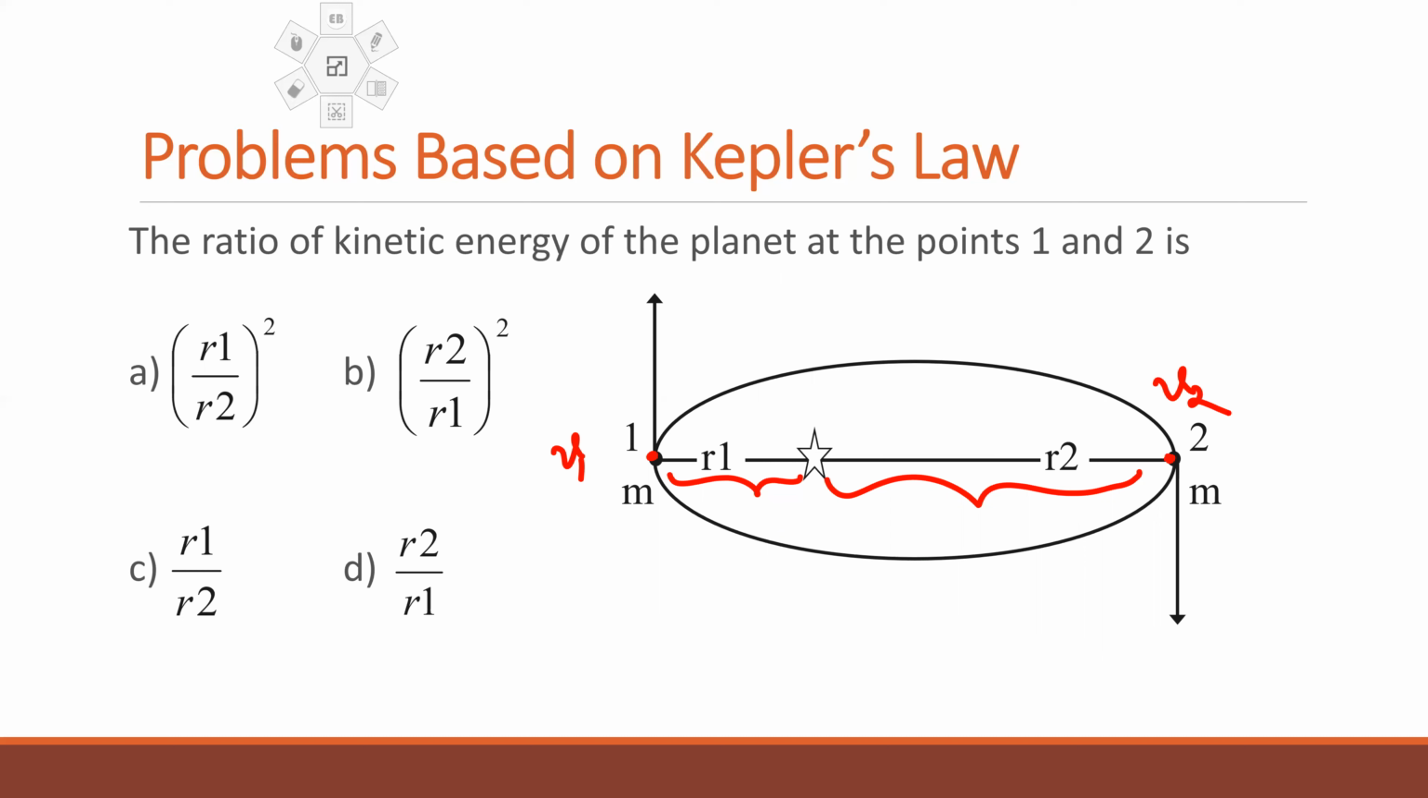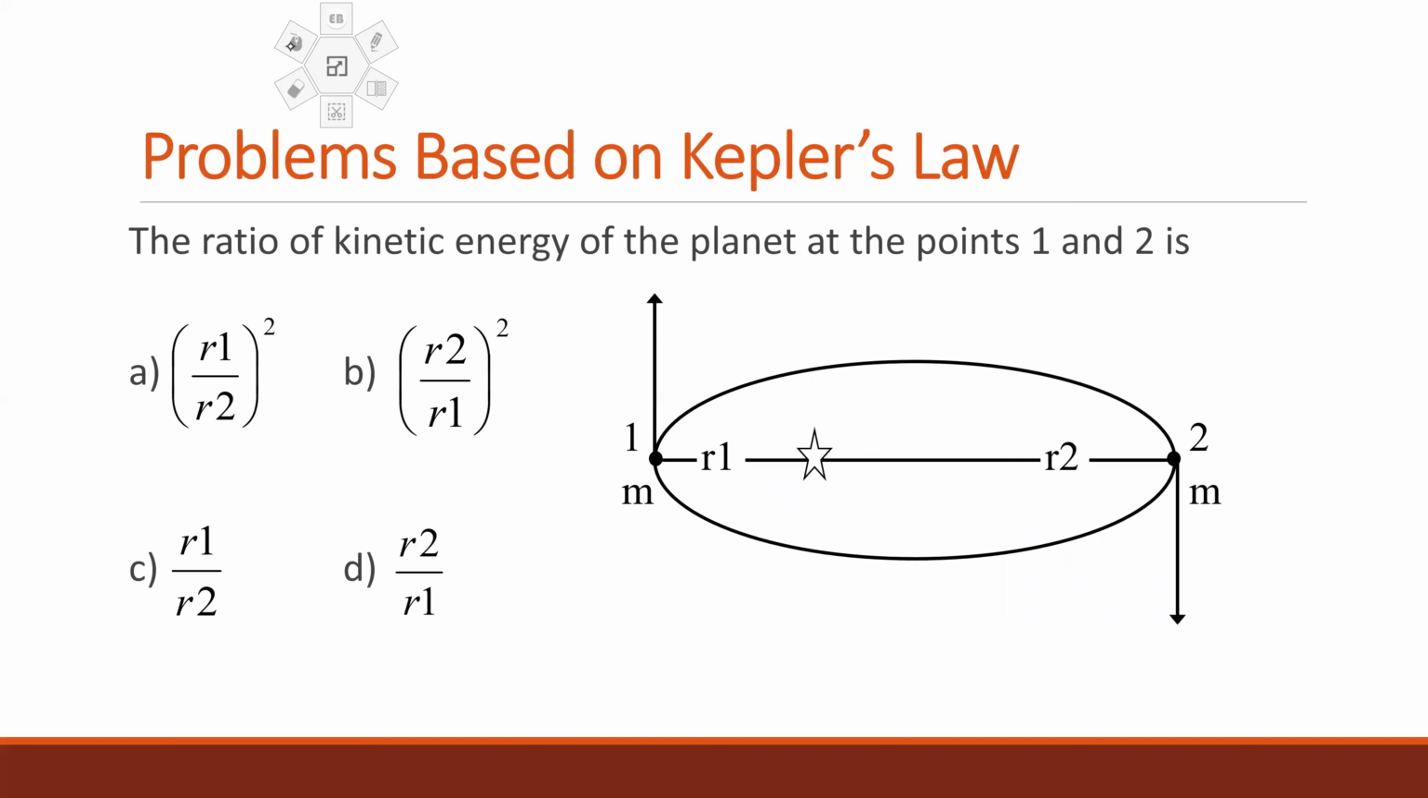Mass is same. He is asking the ratio of kinetic energy of the planet. Okay, fine. In order to find the kinetic energy, I need V1 by V2. I need the square.